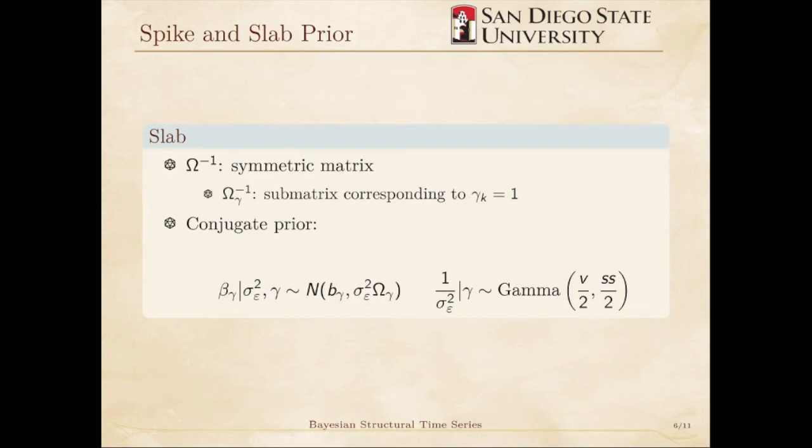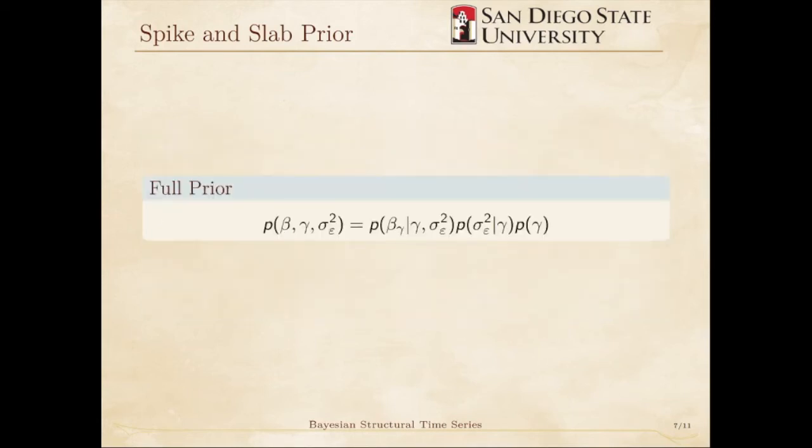The parameterization for the gamma distribution here is the shape rate parameterization. For this prior, we need to specify b, sigma squared epsilon, omega inverse, v, and ss. But before we do, we want to note the full prior. The full prior is the product of the 3 individual priors we just discussed. We don't write it out in detail here because it might look a bit intimidating, but you are certainly welcome to do so yourself if you're so inclined.